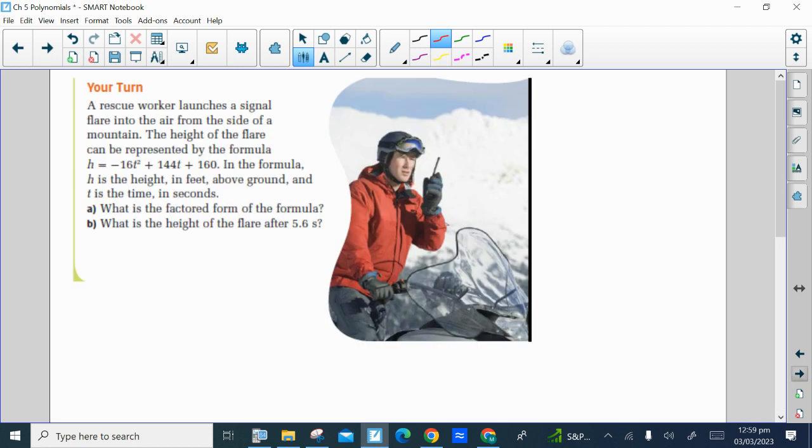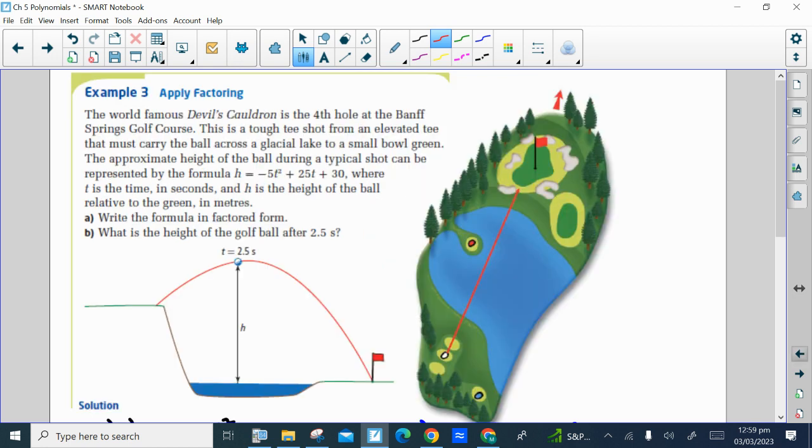So this next one, it says a rescue worker launches a signal flare into the air from the side of a mountain. The height of the flare can be represented by this formula. There's something that these last two equations have in common. They're both degree 2 equations, meaning the highest power is 2. Okay? And also the initial term, the number in front of the squared term, is negative. That is true for both of these examples.